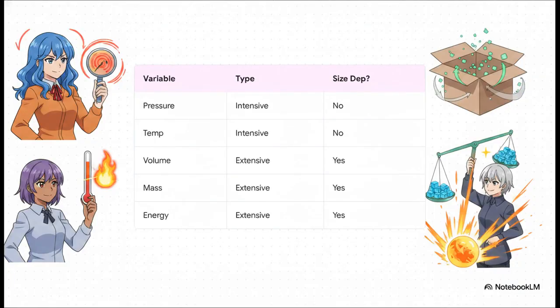So, in thermodynamics, macroscopic variables describe the equilibrium state of a system, but they're divided into two distinct camps, and you'll definitely want to memorize this breakdown. Intensive variables, like pressure and temperature, do not depend on the overall size of the system. Extensive variables, like volume, mass, and internal energy, absolutely do depend on the size of the system.